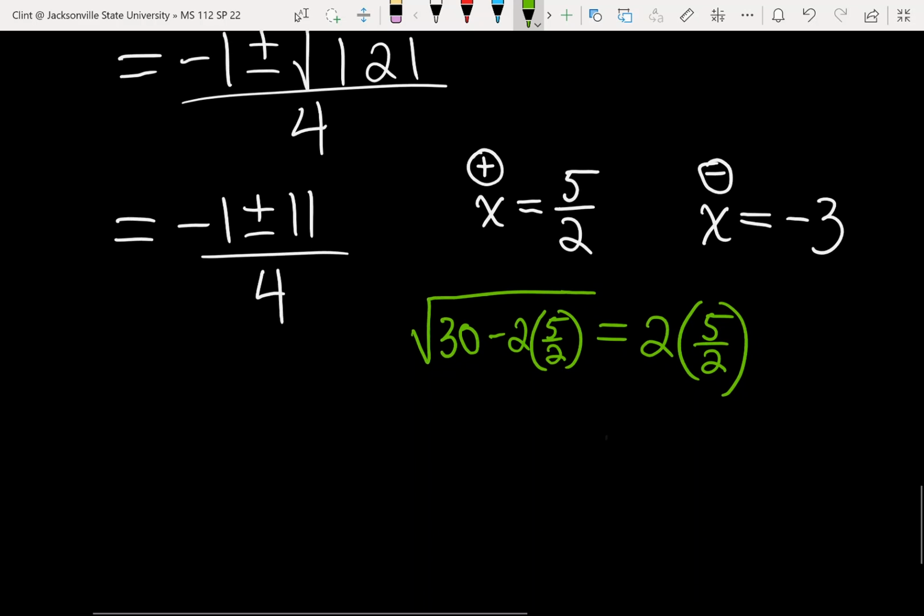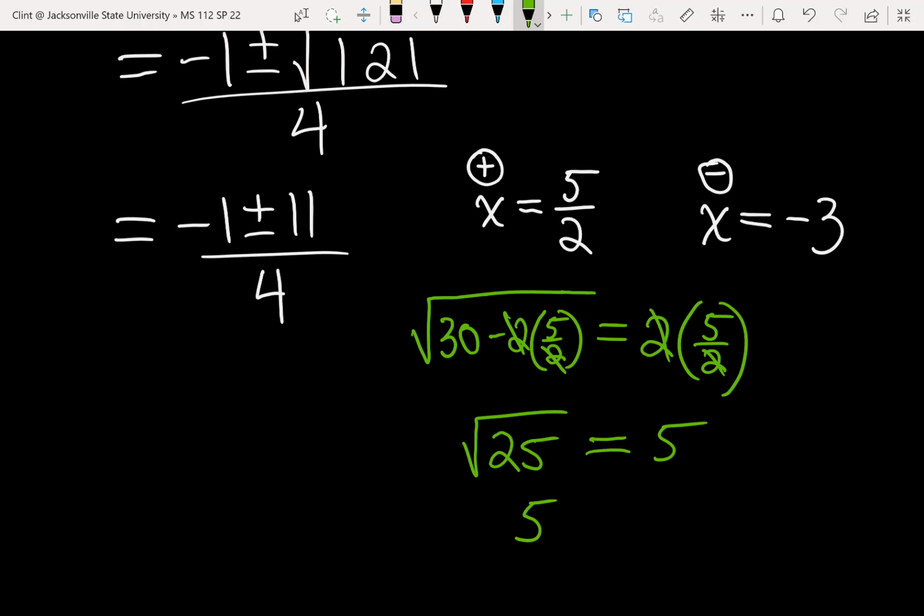So we do have a fraction in there when we're checking the fraction one. But it's not that bad because here the 2's will cancel. So we get 30 minus 5 is 25. And that's supposed to equal 5. That checks out. 5 does equal 5. So 5 over 2 is a solution.